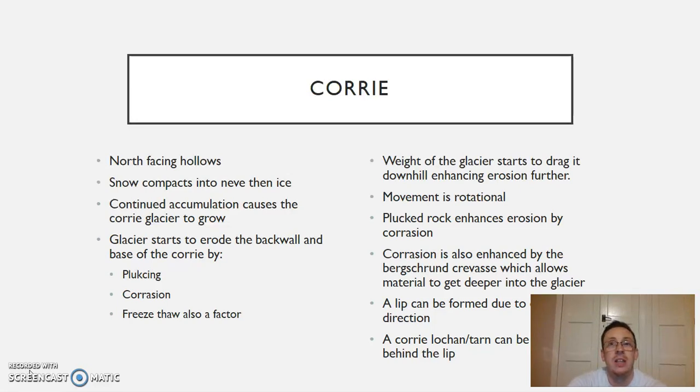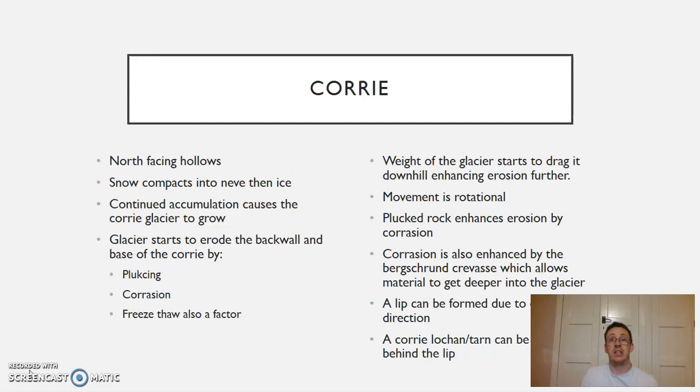So we've got all this happening. The glacier is plucking the material away. It's using that plucked material to wear away at the sides and the back wall of the corrie. And eventually the amount of ice we've got there is going to get so much and it's going to be so heavy that the glacier is going to start to move downhill because of gravity.